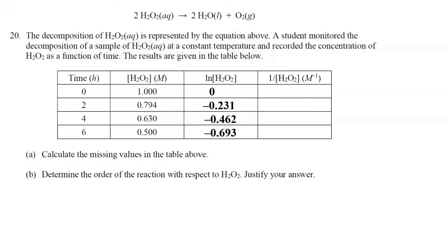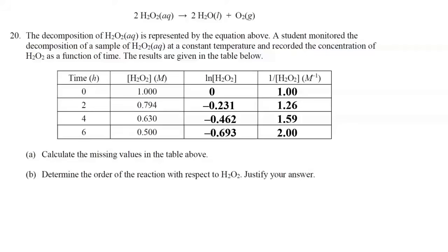Now, to finish off that final column, let's take the reciprocal of the concentration. So 1 divided by 1 is 1. 1 divided by 0.794 is equal to 1.26. 1 divided by 0.630 is equal to 1.59. And 1 divided by 0.5 is equal to 2. This process of figuring out the order of the reaction with respect to H2O2 is similar to what I showed you in question 18 of this packet.